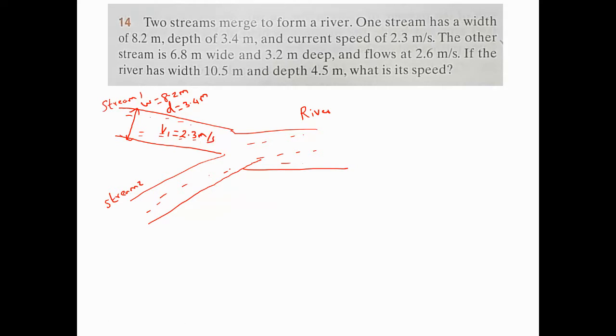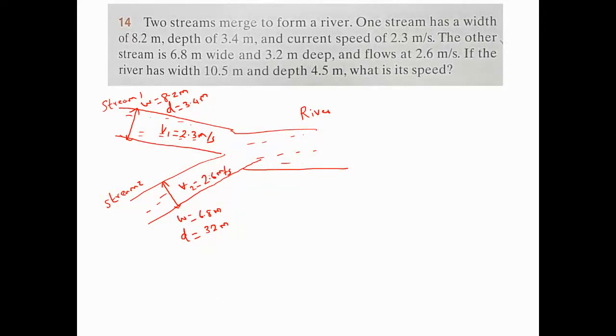The other stream has the width of 6.8 meters. So what is the width of the second stream? The width of the second stream is 6.8 meter and its depth is given as 3.2 meter. And how much is the water speed? The speed of the second stream is 2.6 meters per second.